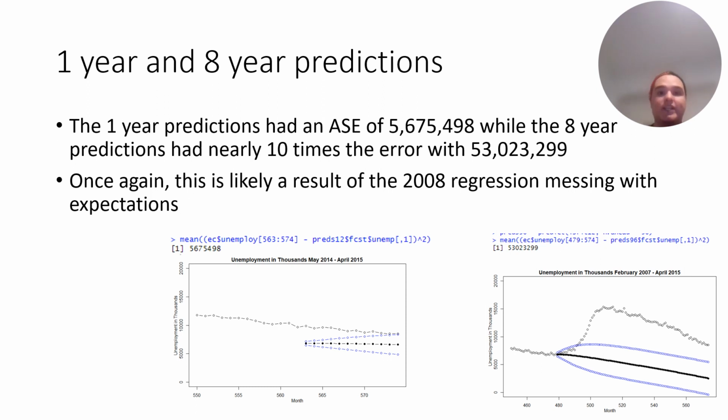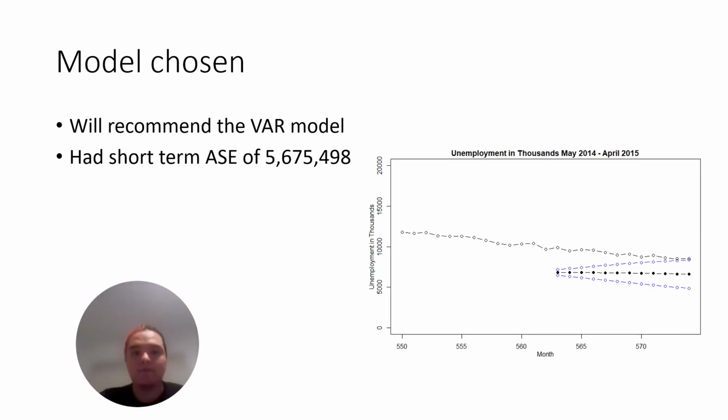Now, for the actual predictions, much like before, the long-term predictions are going to be doing substantially worse than the short-term predictions. So we have an ASE of 5,675,000 compared to an ASE of 53 million. And once again, this is because it does capture the recession in the middle of it.